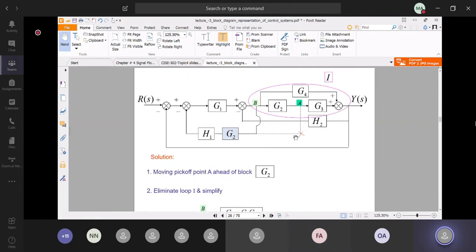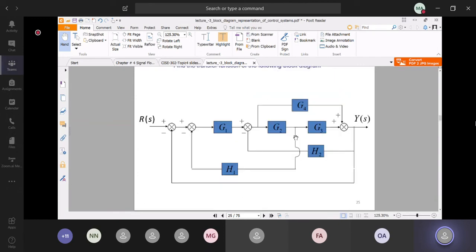So what we should do here, I can move this pickoff toward the pickoff. If I assume this is A and this is B, I try to move this pickoff from this point to before G2.